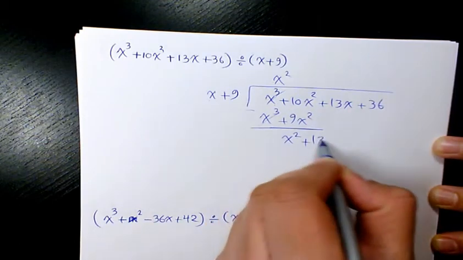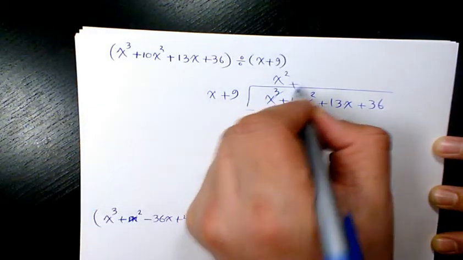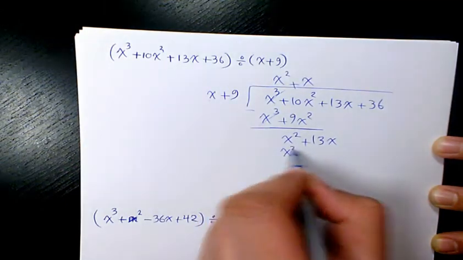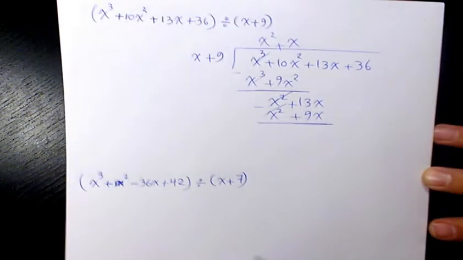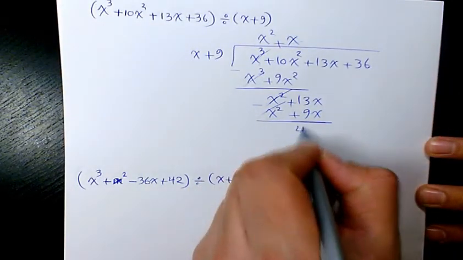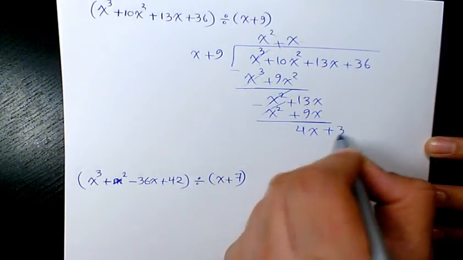You bring 13x down. X squared divided by x is going to be x. X times x, x squared. X times 9, 9x. Subtract it. These two cancel out. 13x minus 9x is going to be 4x. Bring the next number down, 36.